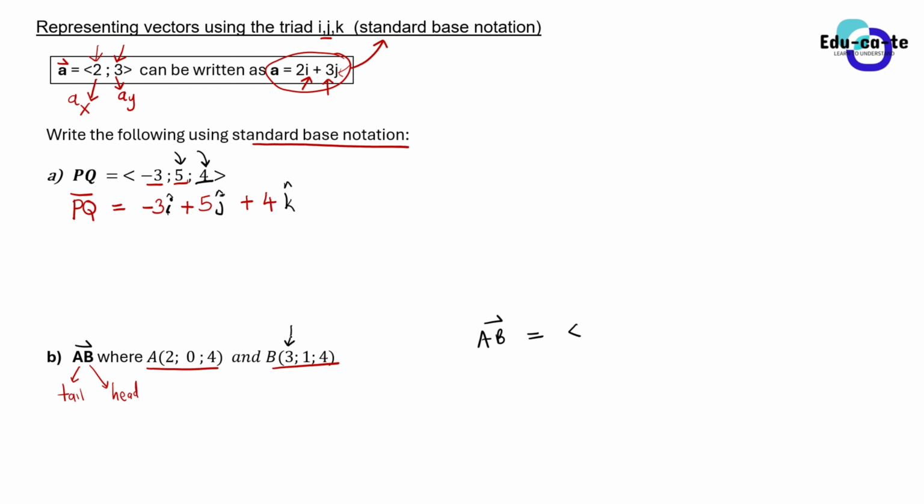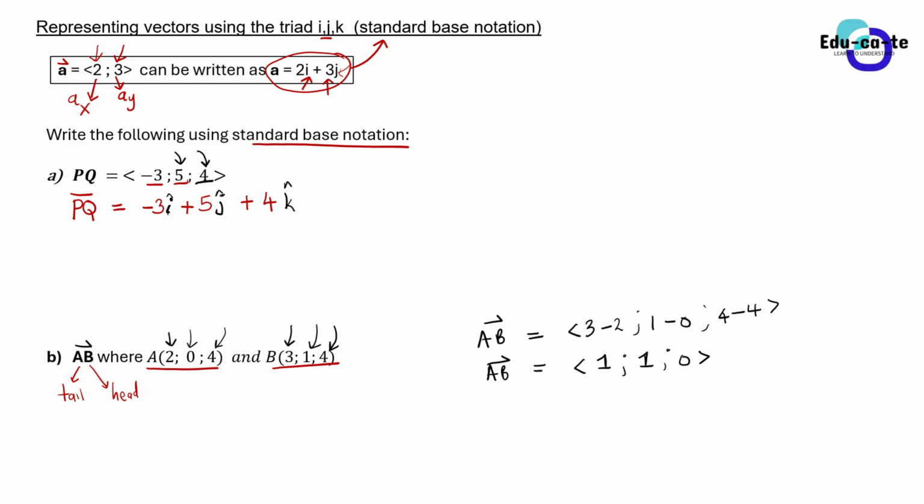In this case, this is 3 minus 2. And then you say the y value of the head minus the y value of the tail, which is 1 minus 0. And then the z value of the head minus the z value of the tail, which is 4 minus 4. So the components of vector AB, the x, y, and z components, are 3 minus 2, which is 1, then 1 minus 0, which is 1, and then 4 minus 4, which is 0.